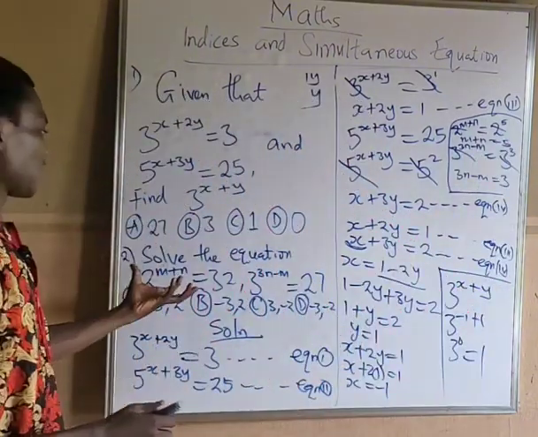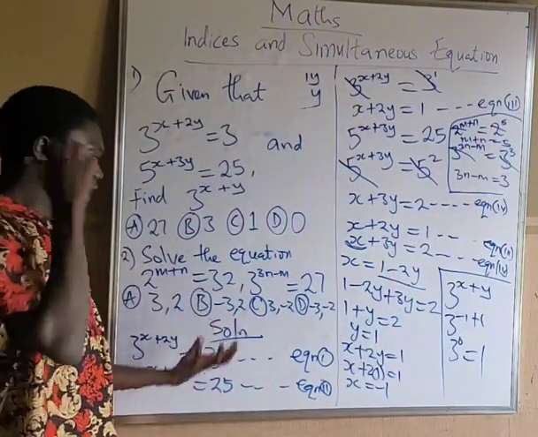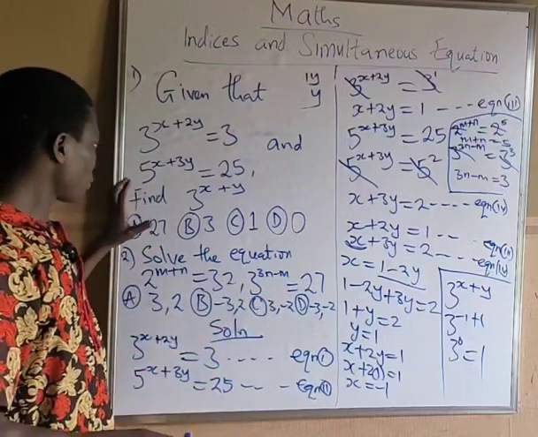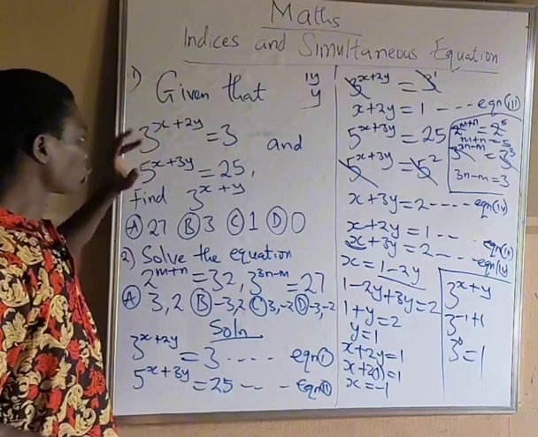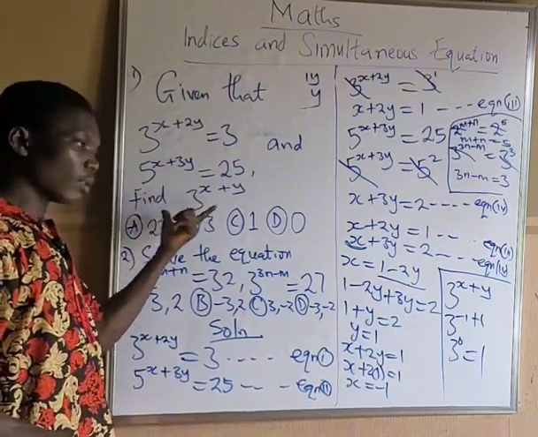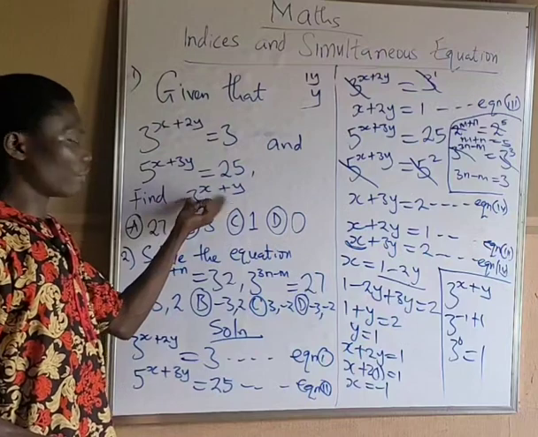This one now is just asking you to solve it simultaneously and tell us the value of x and y. But that one asks us to solve it simultaneously, then substitute the value of x and y into this to get the final answer for this.